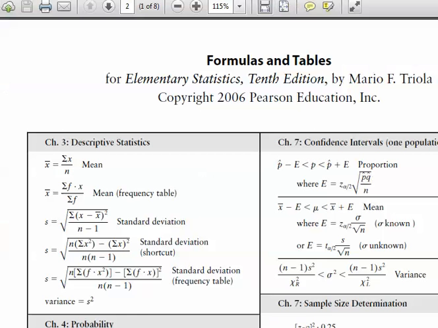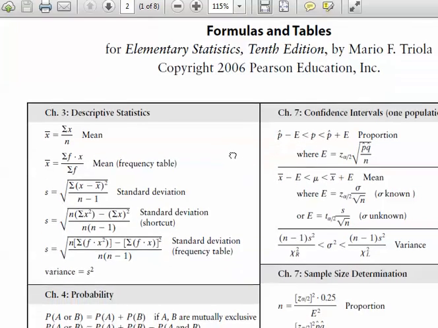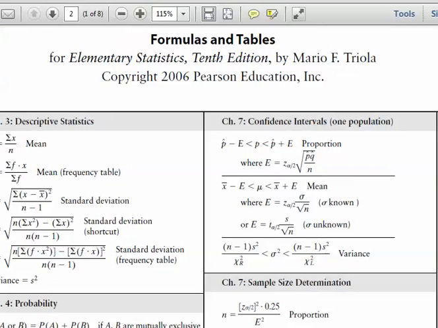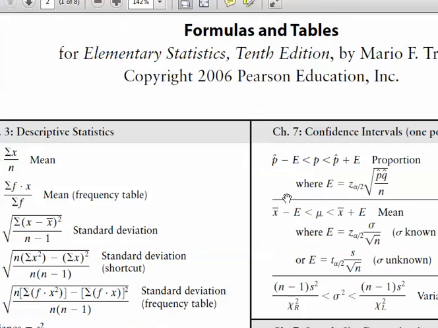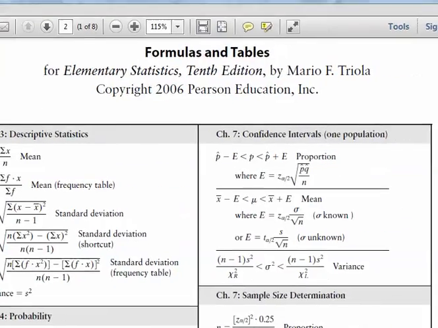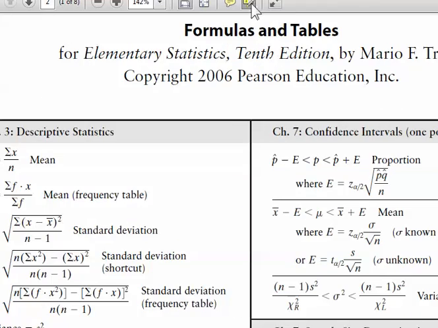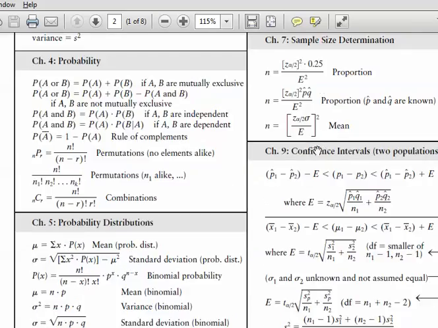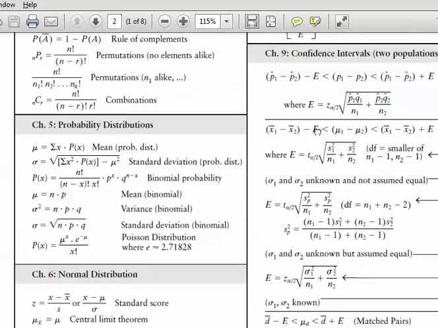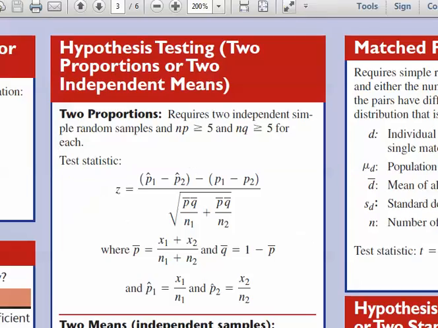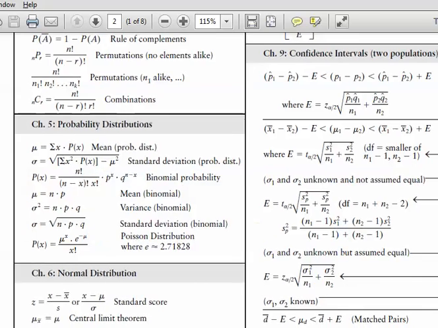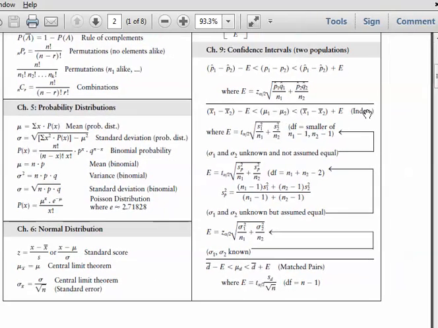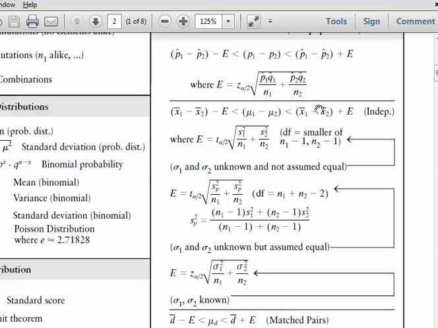If you were going to use the formulas and table sheet, then scoot over here a little bit. Sorry, I'd rather do this. Try that again. Then your, scoot in here a little bit, scoot back.